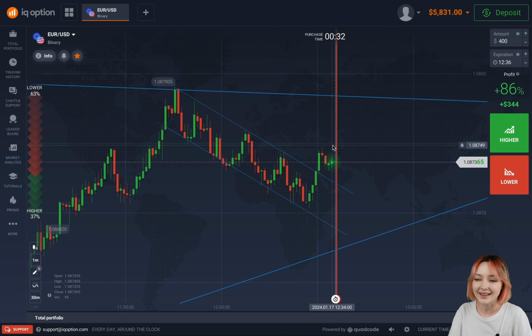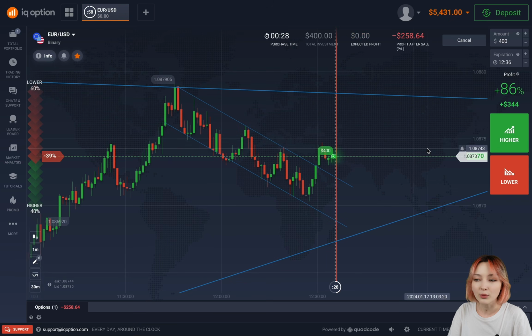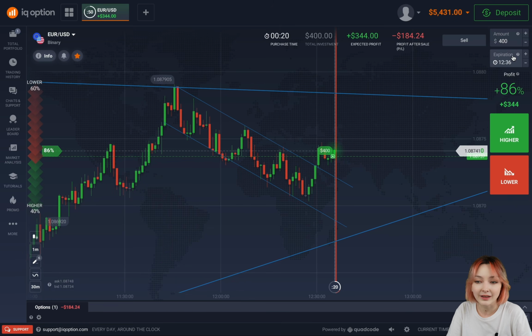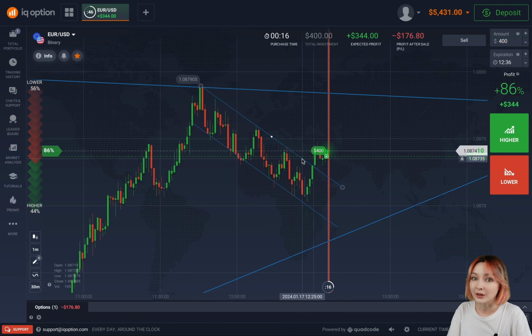So guys, let's try an upward trade out here. For now, I'm only placing one deal with an expiration time of 1 minute. Our candle time frame is set for 1 minute, thereby our deal should also last around 1 minute or more. Let's analyze the chart real quick.